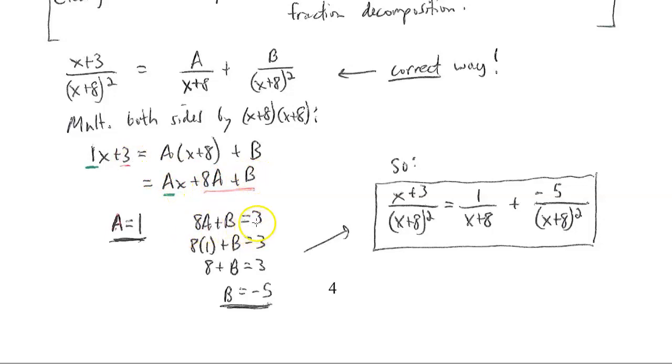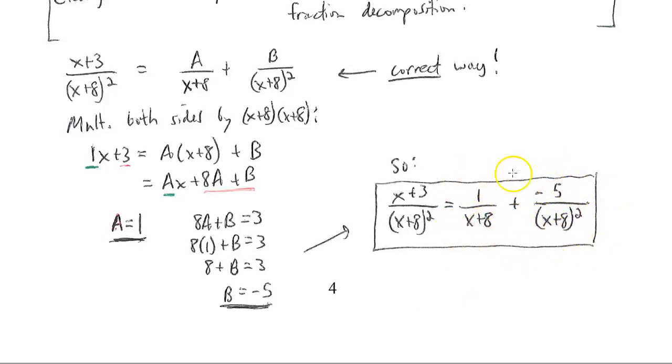Okay, well, how do we find b? Well, notice that a we already found was 1, so this is 8 times 1 plus b equals 3, or 8 plus b equals 3, so b is negative 5. Okay, and it turns out we now have the partial fraction decomposition for this, right? The a is 1 and the b is negative 5. And it turns out this is correct, right?